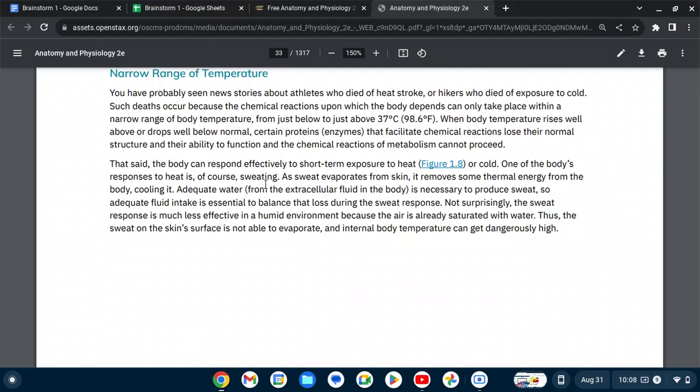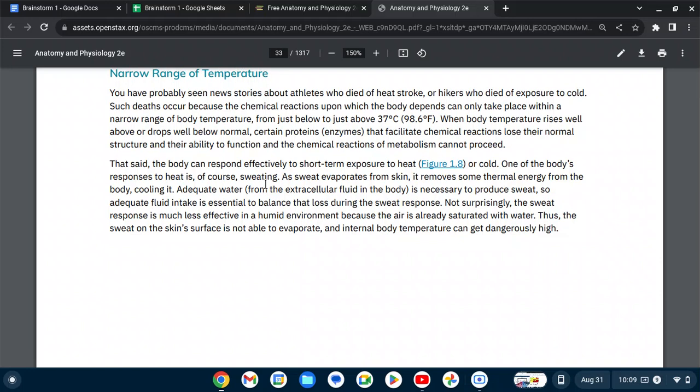Narrow range of temperature. You have probably seen news stories about athletes who died of heat stroke or hikers who died of exposure to cold. Such deaths occur because the chemical reactions upon which the body depends can only take place within a narrow range of body temperature from just below to just above 37 degrees Celsius. When body temperature rises well above or drops well below normal, certain proteins that facilitate chemical reactions lose their normal structure and their ability to function, and the chemical reactions of metabolism cannot proceed.